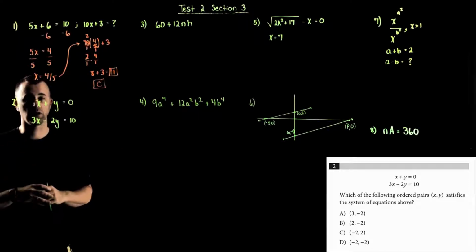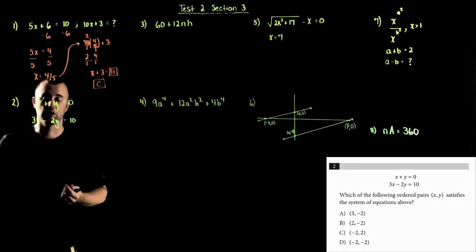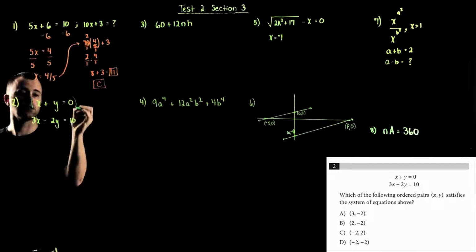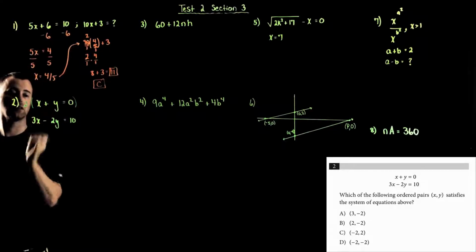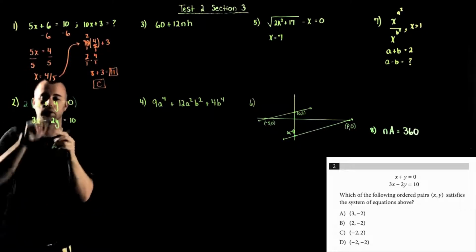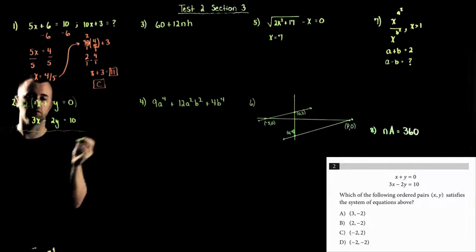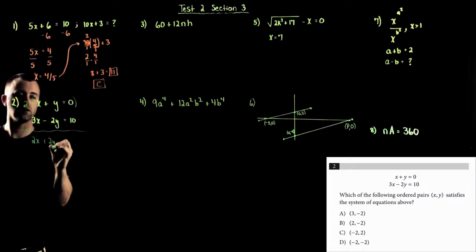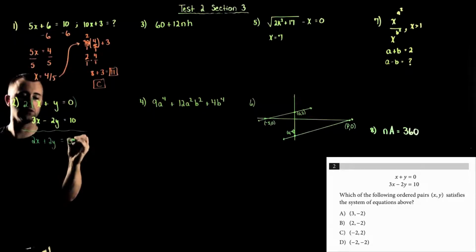I'm just going to pick one and go with it. I'm going to use elimination on this problem. So elimination will work like this. I'm going to take this equation and multiply it by 2. The reason I'm doing that is I want to eliminate the y, and I'm going to be able to do that using this method. So I'm going to have 2x plus 2y for my first equation equals 0.